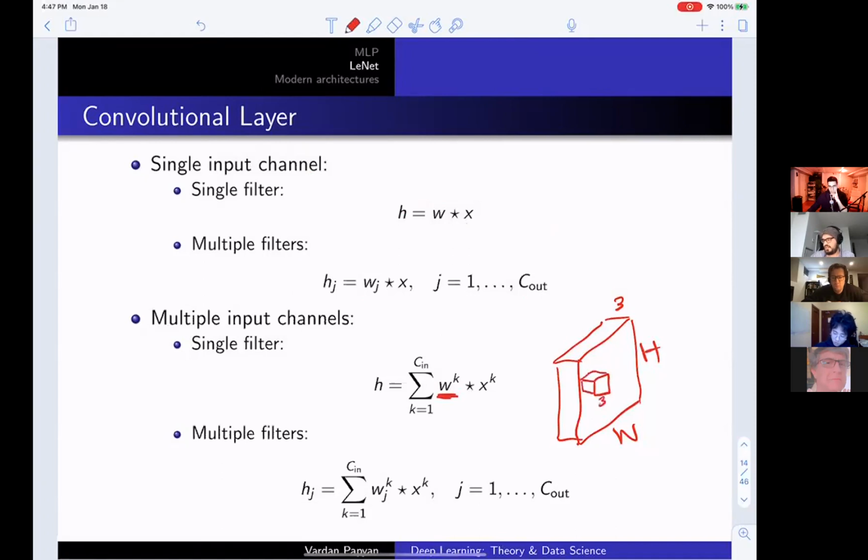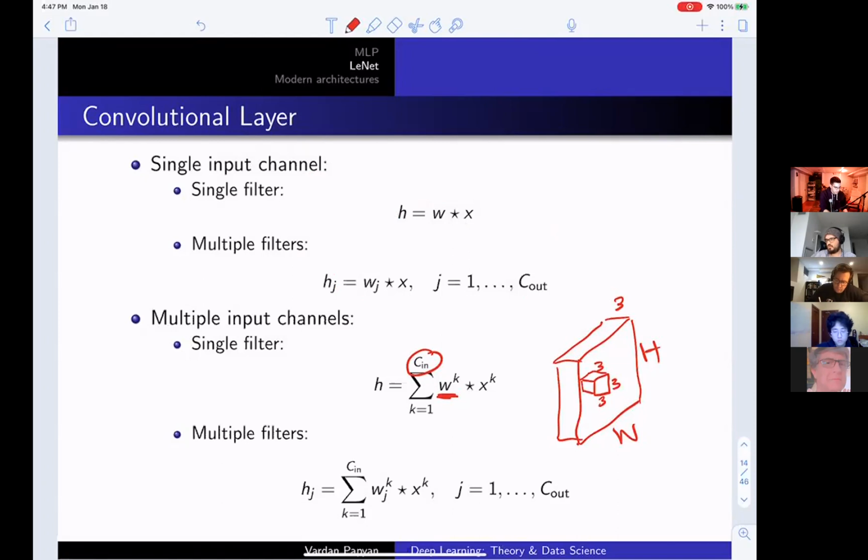So the filter, let's say, is 3 by 3, and also it has 3 channels, so it's 3 by 3 by 3. The filter has to be the size of a patch from the image. What is C_in? C always stands for channels, and in means the input, so it's the number of input channels. Yes, 3 in this case, that is correct.